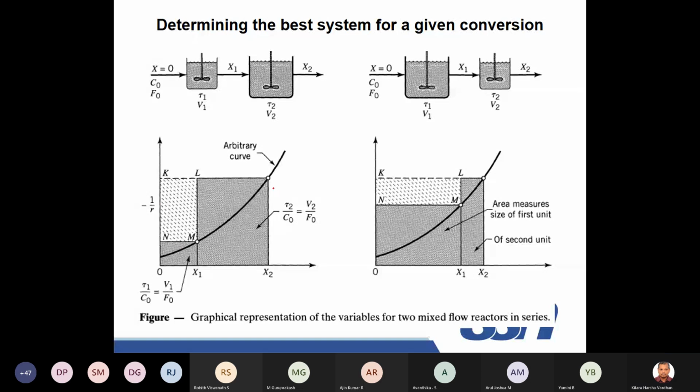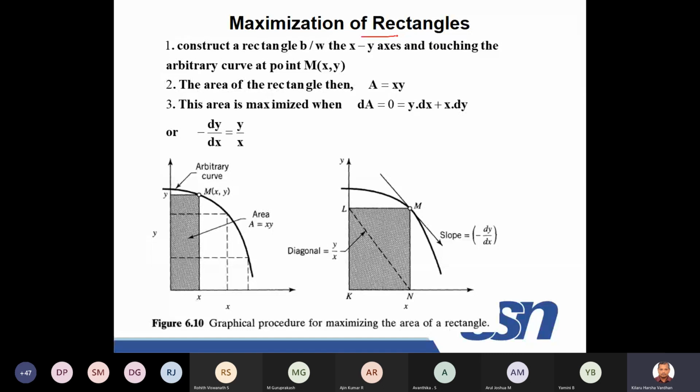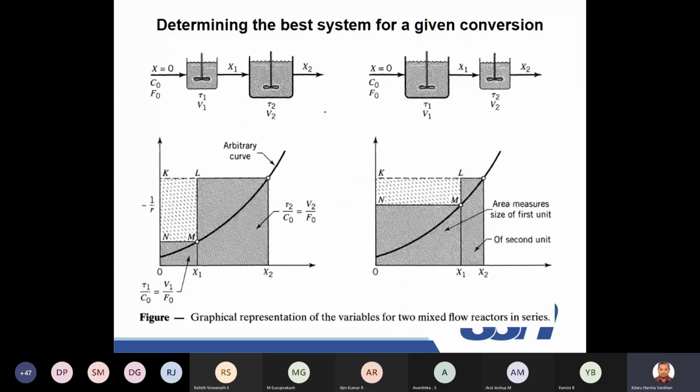Now you see, how to do this is what they call the maximization of the rectangles. If you are able to understand, follow; otherwise you just leave it. You want a conversion of X2, right? Till X2, you put this particular curve. This is the one reactor, one volume. The entire volume is this. Because both are mixed reactors, you are getting a big rectangle.